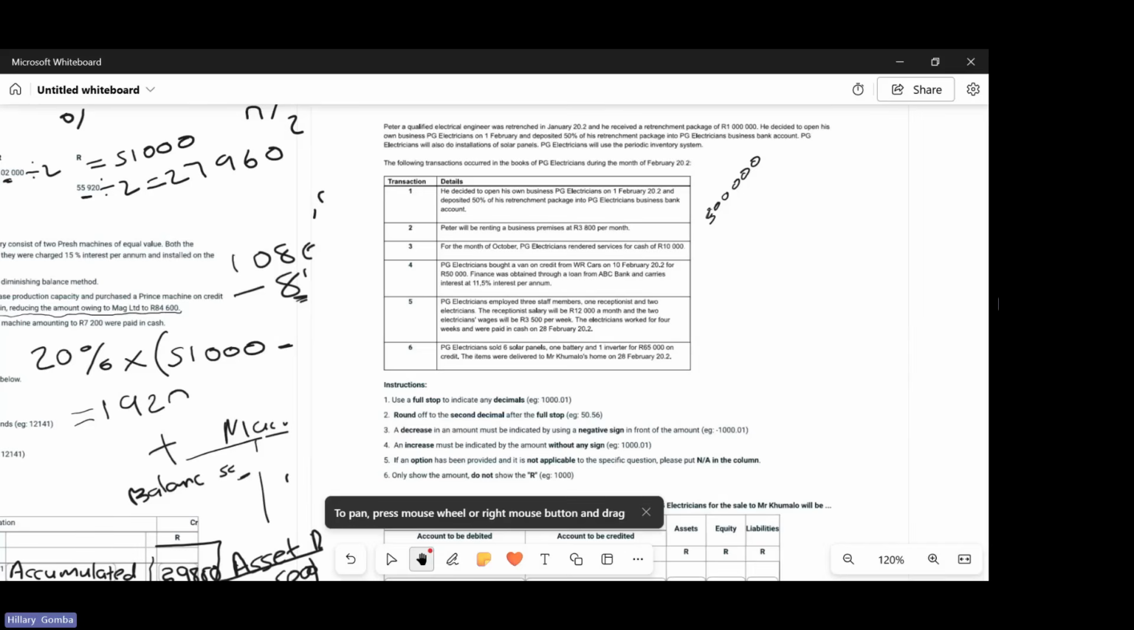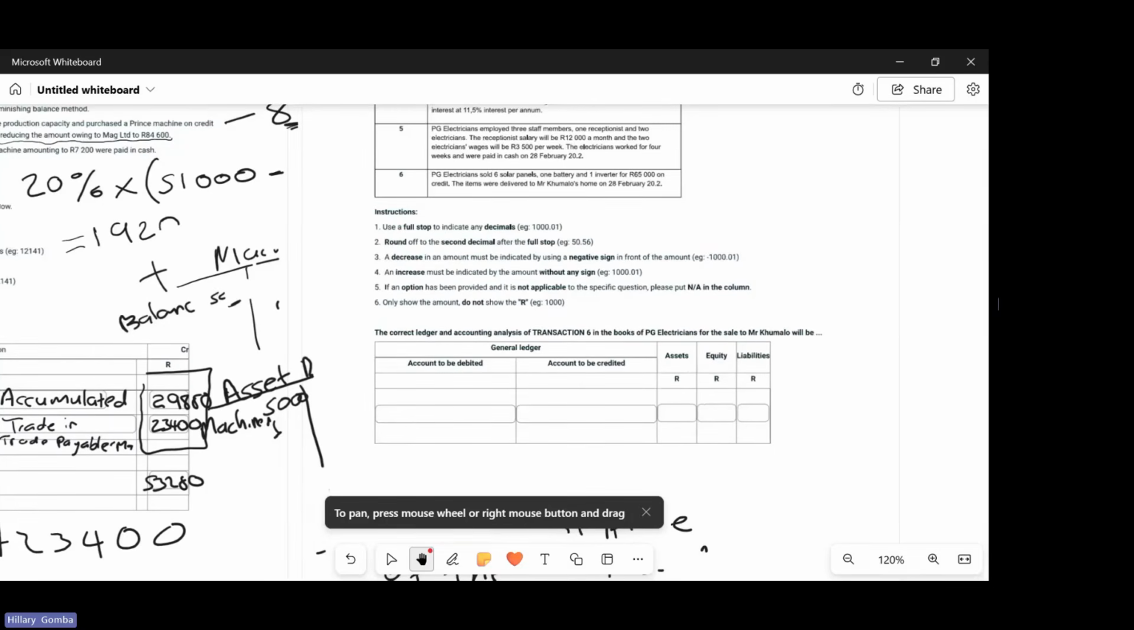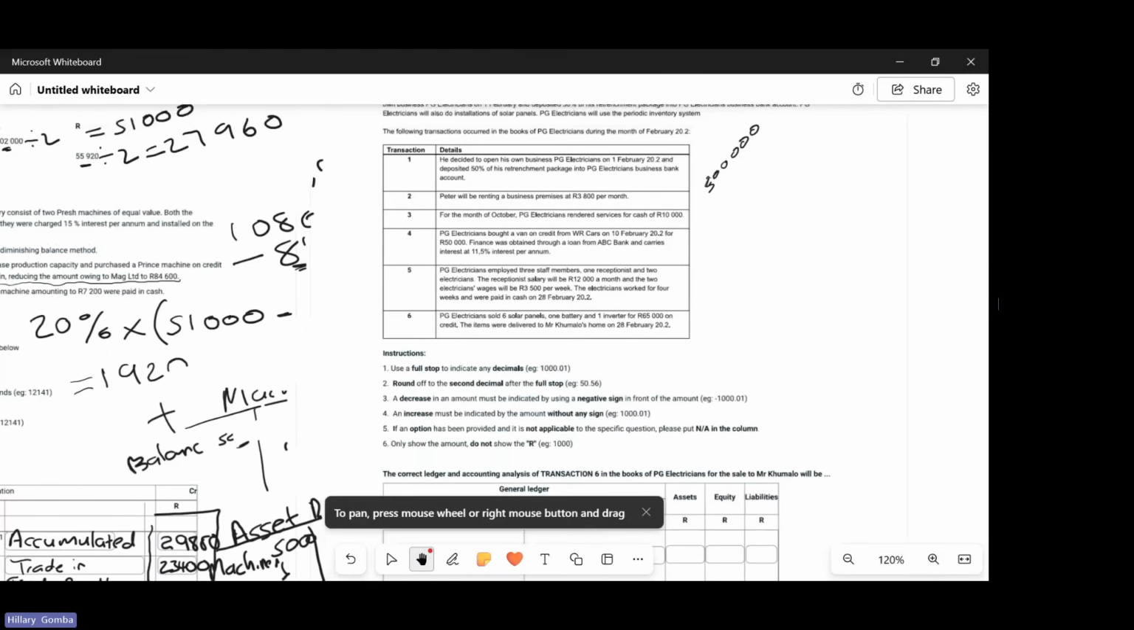So now we have our instructions, and then they gave us a general ledger and an accounting equation, where they're saying the correct ledger and accounting analysis of transaction number 6 in the books of PG Electricians for the sale to Mr. Kumalo will be. So we go to our number 6 and let's find out what it is saying. It's saying PG Electricians sold 6 solar panels, 1 battery, and 1 inverter for 65,000 on credit. The items were delivered to Mr. Kumalo's home on 28 February 2022.